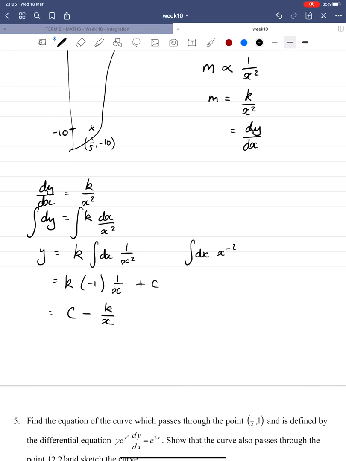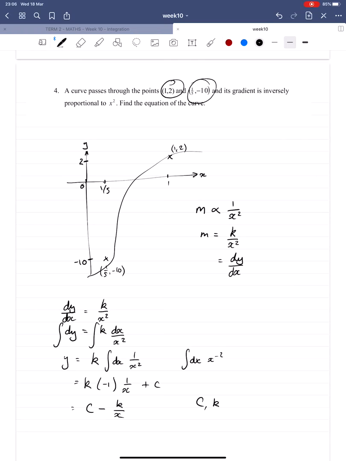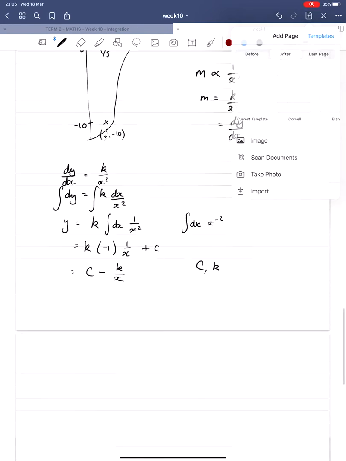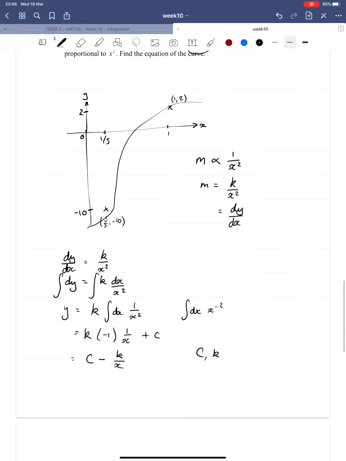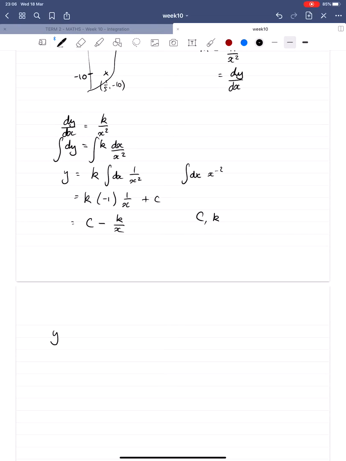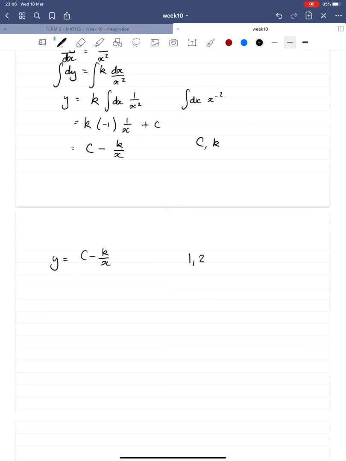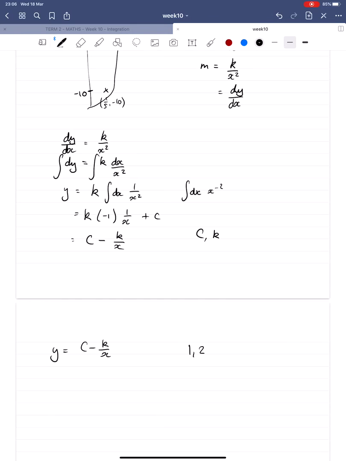You'll notice that I have 2 unknown constants, c and k, and that I was given 2 points. And as long as I have the same number of points as I do unknowns, I will be able to solve for my unknowns. So everything is fine. So I've got y is equal to c minus k on x. And what are my points? My points are 1, 2, and a fifth, and minus 10.